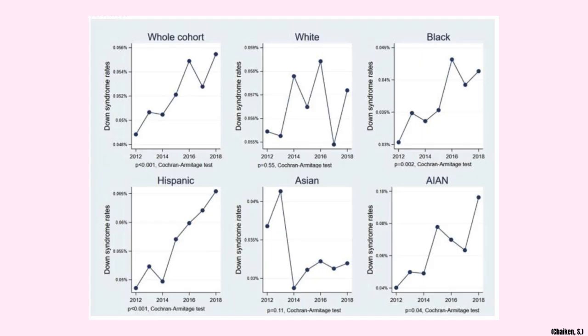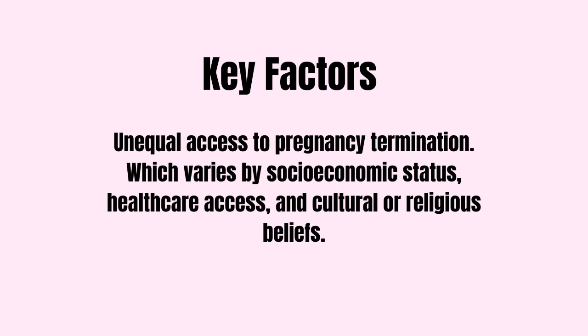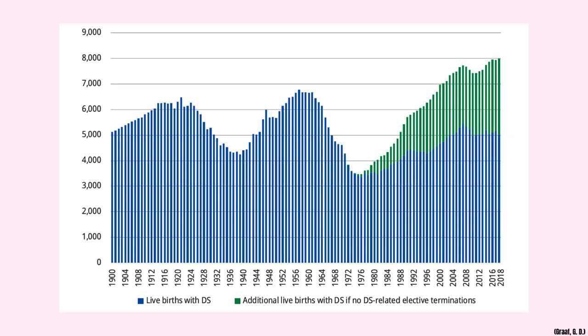Ethical concerns. Recent data shows DS rates have increased among Black, Hispanic, and American Indian and Alaska Native populations, but remain stable among white and Asian individuals. The key factors are unequal access to pregnancy termination, which varies by socioeconomic status, healthcare access, and cultural or religious beliefs. U.S. studies estimate that 67 to 85% of pregnancies with a DS diagnosis end in termination.